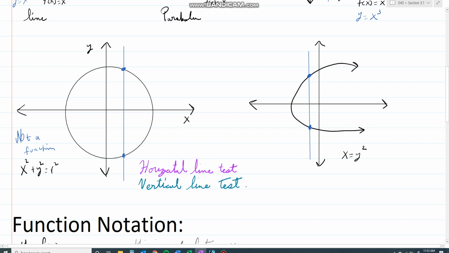So the vertical line test will test, is it a function? Okay? Is it a function? And that tells you whether or not it is a function. The horizontal line test will determine is the function 1 to 1. That means there's only one input for every one output.